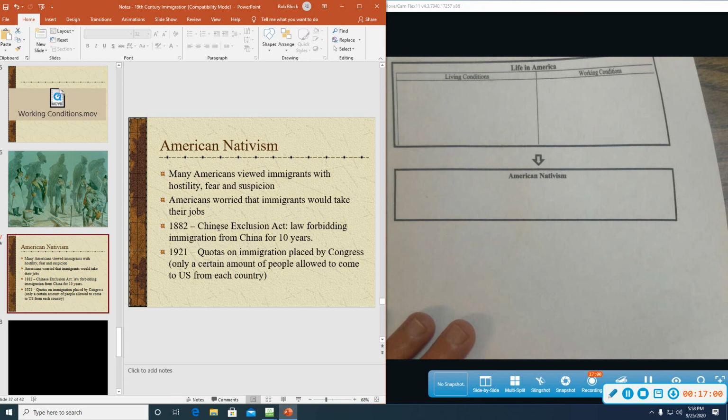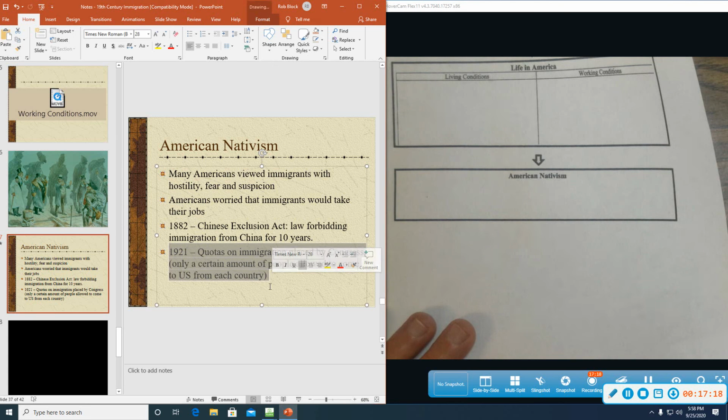In 1882, the Chinese Exclusion Act, a law forbidding immigration from China for 10 years, but of course it was extended over and over and was actually on the books. The act was still around until 1943. Go ahead and write down 1921, when they stopped letting so many people in, in such large numbers. Of course, there were 27 million immigrants coming in. It was really easy for them to come in. Quick health inspection, a few questions, and voila, you were in.